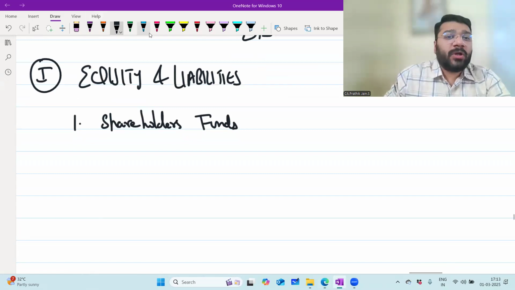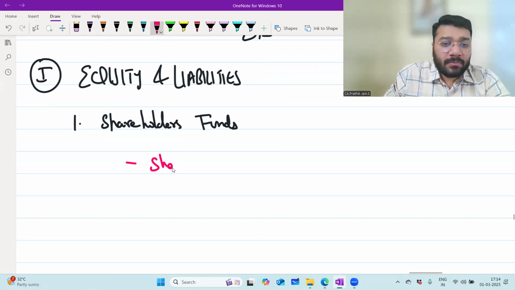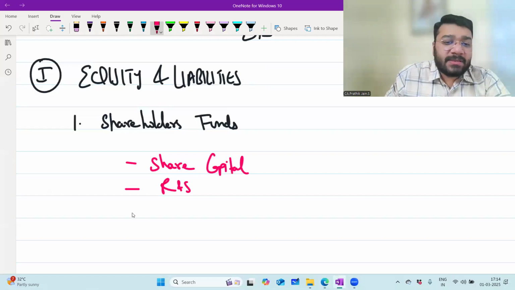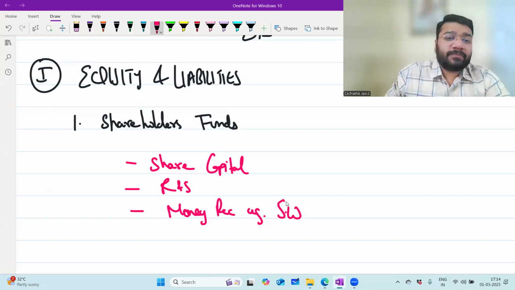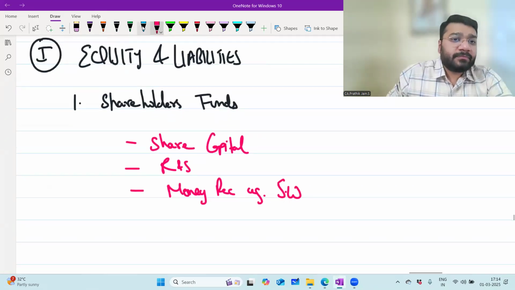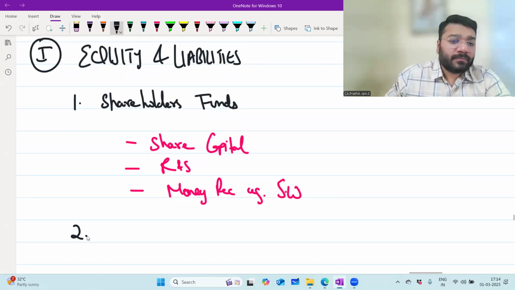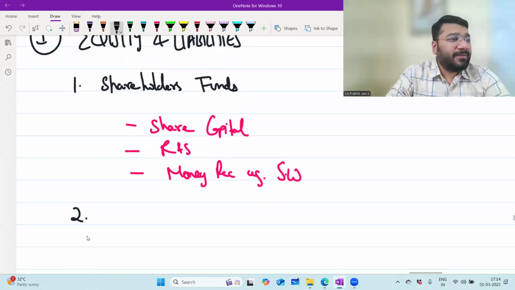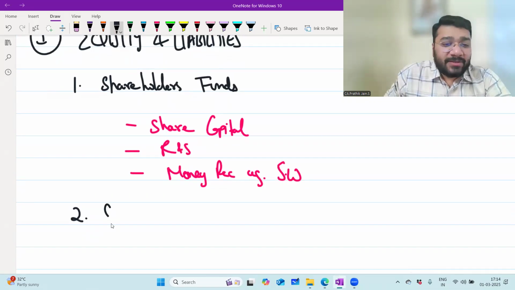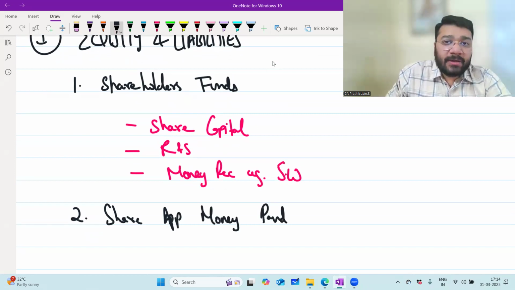Under shareholders funds, what do we have? Very good. Share capital, reserves and surplus. Money received against share warrant. That's all? Okay. Second item, reserves and surplus. Share application money pending allotment.